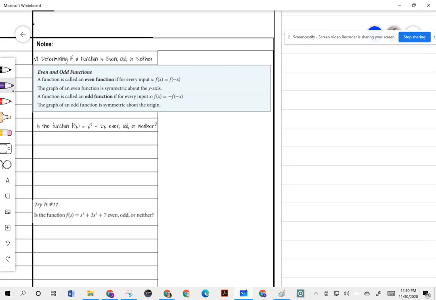It says a function is called an even function if for every input you have this notation here. So what this means is you have your original function. If that original function is the same as when I replace x with negative x, if I get those two to be the same, then it's considered even. So the graph of an even function is going to be symmetric with the y-axis.